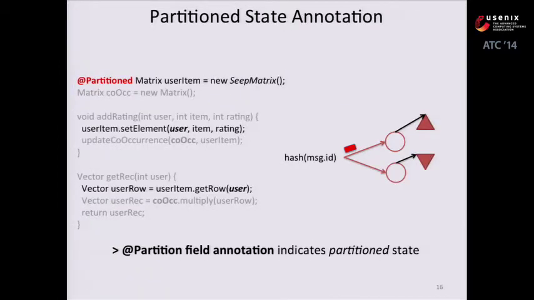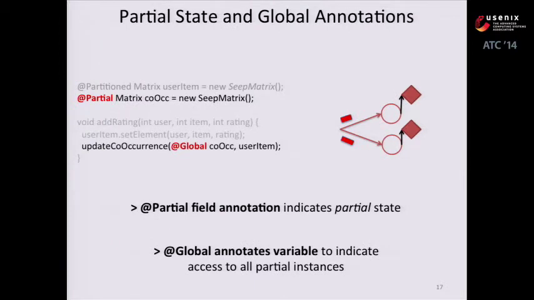So we have a partition annotation which annotates a Java field in the program, indicating that that particular field is partition state. Once we have this, we perform static code analysis on the code, detecting all the state accesses, so that we can automatically know what's the partitioning strategy for that particular state. So we have also a partial annotation for the cases where the state is partial. Again, this annotates the Java field.